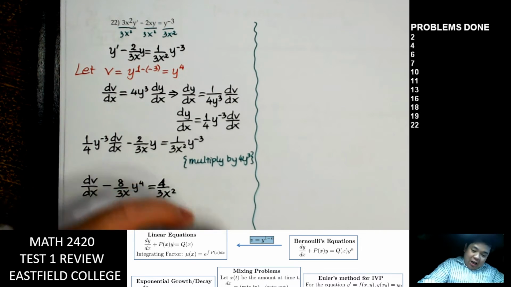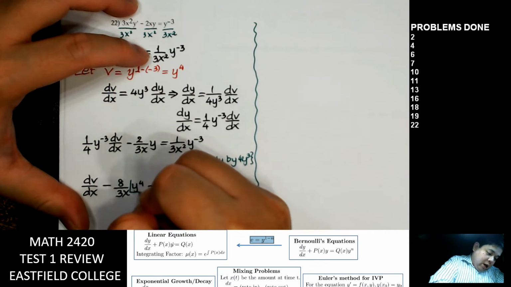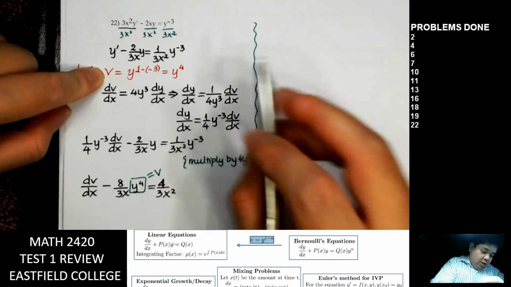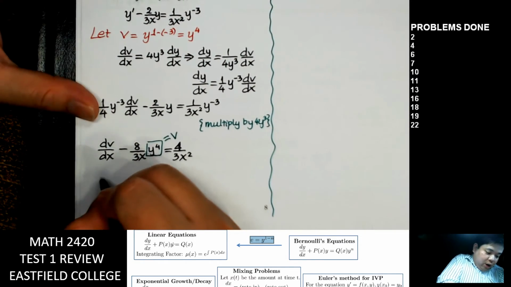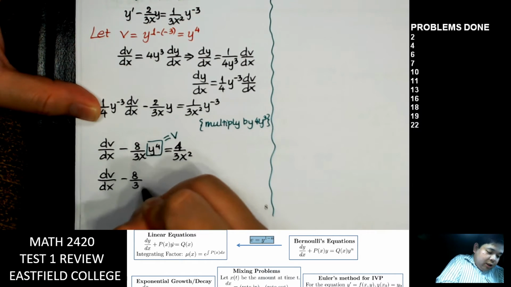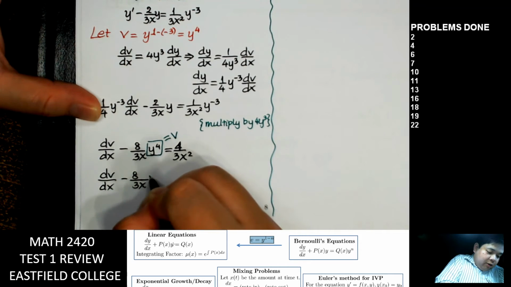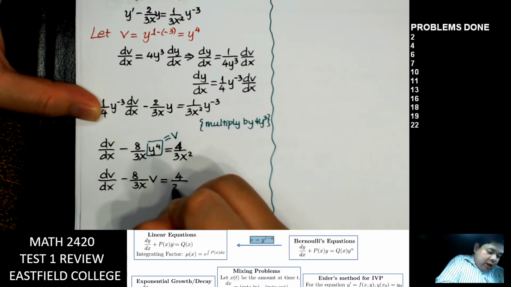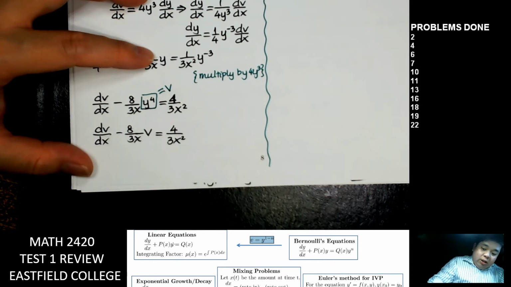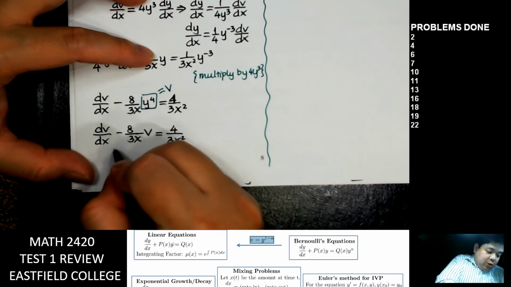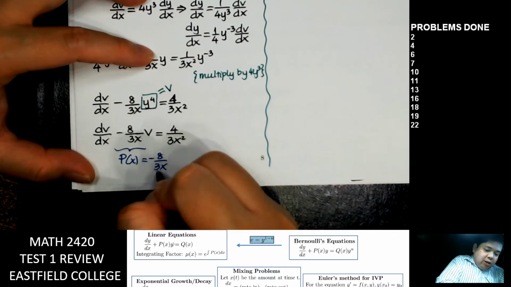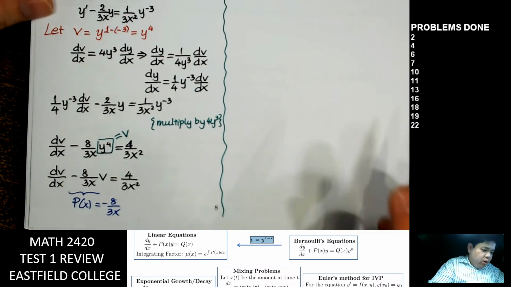Right. And it's always the case when we do that, this should be equal to v, and it is. So we have dv over dx minus 8 over 3x v equals 4 over 3x squared. This now is the linear equation in the standard form. So what we have here is p of x is negative 8 over 3x. This looks familiar. Maybe we did this in class already.